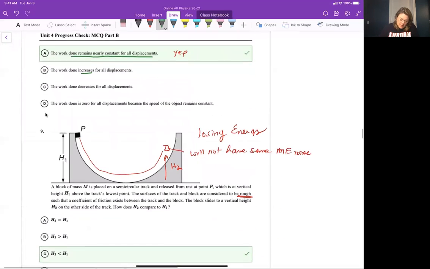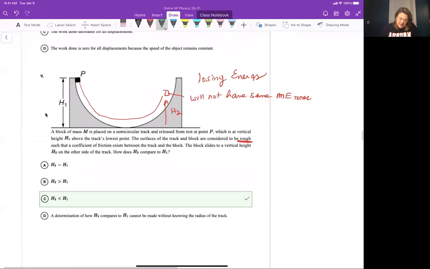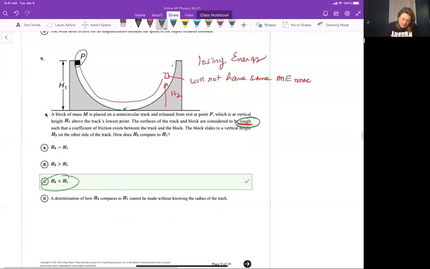Okay. I have number 9. The block of mass M is placed on a semicircle track and released from rest at P. Here's the point. It has a rough surface. So I have some initial energy, and as I move through this pipeline, I'm going to lose energy. I cannot get to the same height because I lost energy. So even though I started off with potential energy due to gravity, I've gained kinetic energy at the bottom. I'm going to go back, but I'm never going to get to the same height because I lost some. And every time I go back and forth, I'm going to lose height because I lost energy. So height 2 has to be less than height 1.